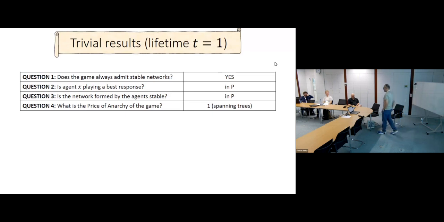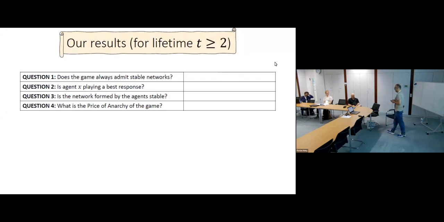And it's also easy to claim that the 2 decision problems that are associated with question 2 and question 3 are solvable in polynomial time. The situation becomes more interesting when we consider the temporal aspects of the game. So we look at the host graph with lifetime t, which is greater than or equal to 2. As I told you in the introduction, we were the first ones who introduced and studied this problem. So now I'm going to present the list of all the results we achieved in our paper.